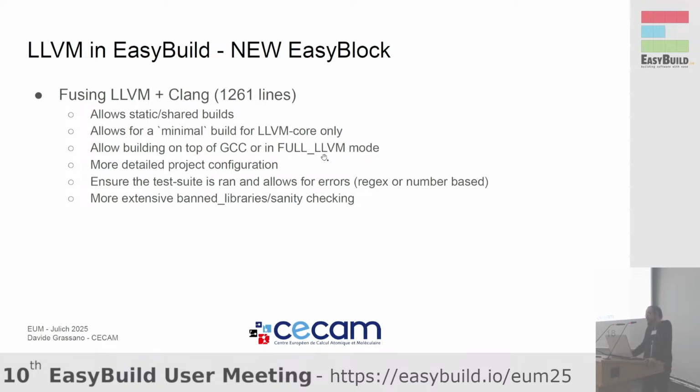Full LLVM basically means that you start from a compiler that you have at hand, but the final compiler and set of libraries should be independent from what was given as an input, and this could be useful if we want to have a totally independent toolchain. And this is also a point of discussion that we will see later in the slides. It allows for a more detailed project configuration, and now we are actually running the test suite. Before, the test suite was there, but as far as I know, it was basically disabled in all the Clang easyconfig files that were there.